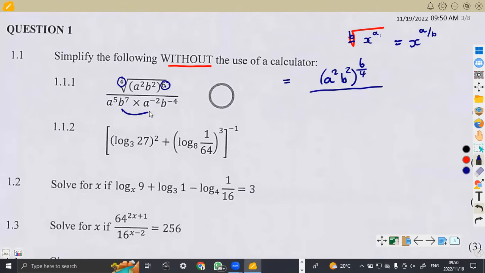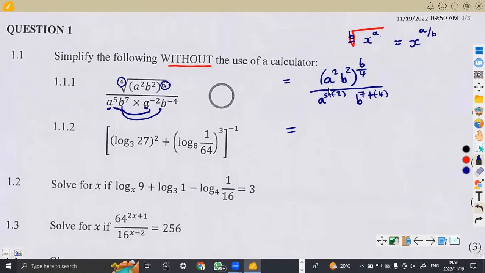Down here, we can simplify, a and a are multiplying each other. From this part, we've got a to the exponent of 5 and a to the exponent of -2. We know that when we are multiplying, we add the exponents. So it's going to be a to the exponent of 5 plus -2. We move on to b to the exponent of 7 and b to the exponent of -4, so it's going to be b to the exponent of 7 plus -4. So this is simplification. All right, so let's simplify.